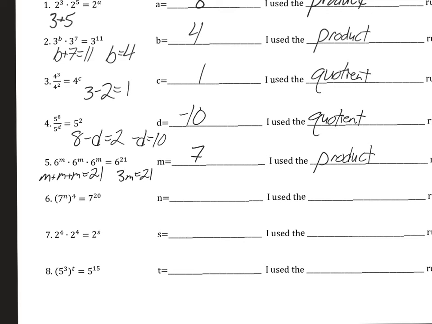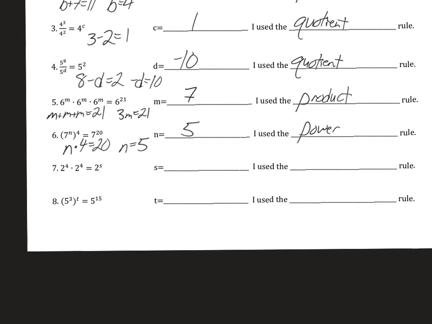The next one, what do you think this one is? I think it looks like the power rule. So I know n times 4 equals 20. So divide both of those by 4. 20 divided by 4 is 5. So n equals 5. Next one, what do you think that one is?